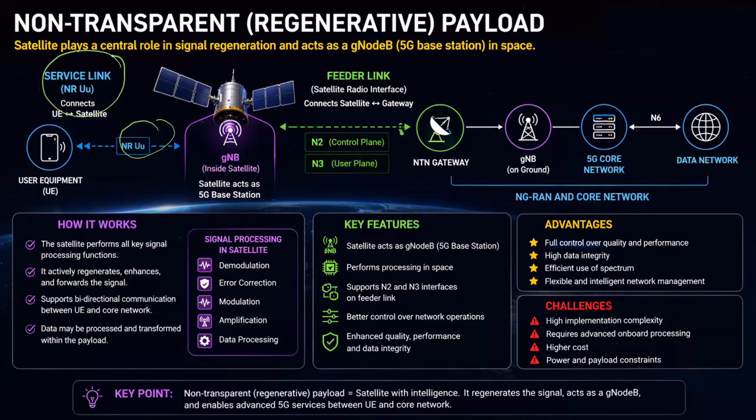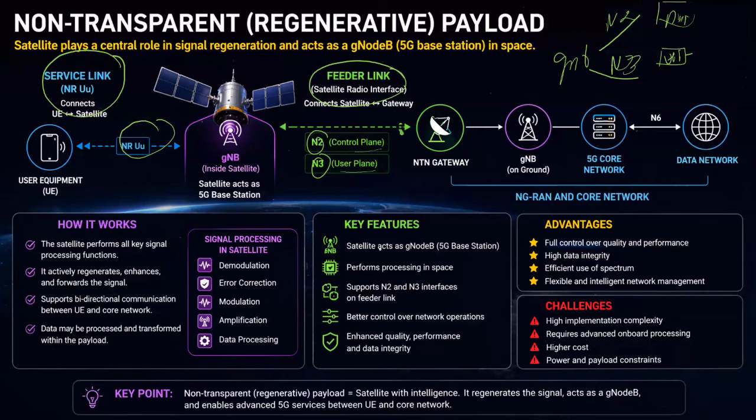On the other hand, we have the feeder link. The feeder link links the satellite using N2 and N3. You know very well that N2 is between the gNodeB and the AMF, and N3 is between the gNodeB and the UPF, right? In N2 we have the control plane, in N3 we have the user plane. In the next session, we'll go deeper into NTN protocols and interfaces, and how they are used in the NTN, right?